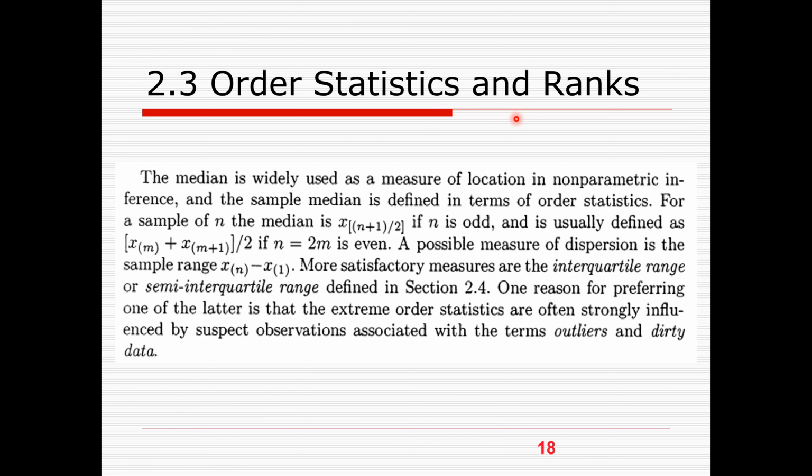So the way we measure location for nonparametric is the median instead of the mean, especially when we use order statistics. The median is useful when we measure location. With the order statistics, we can get to the median even with censored data, right? If the sample size is an odd number, then we use the (n+1)/2 th observation.